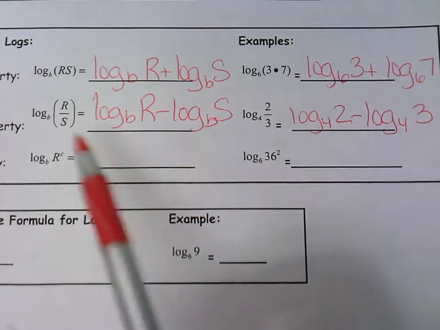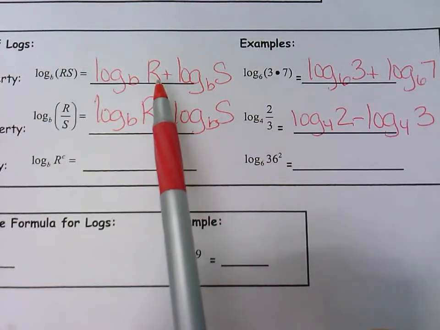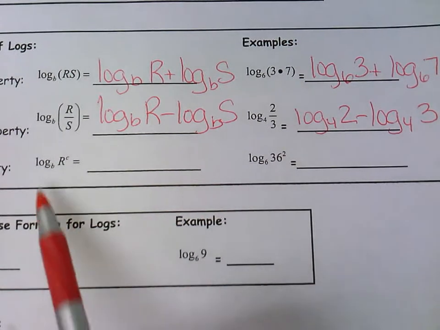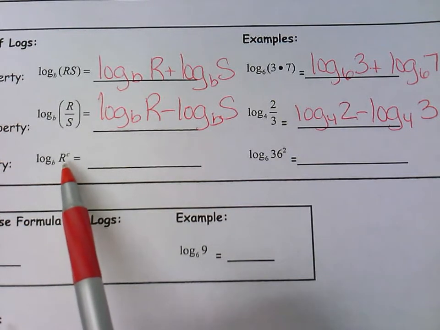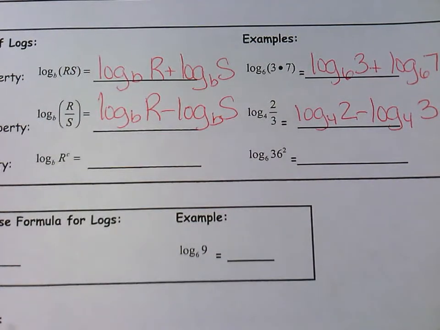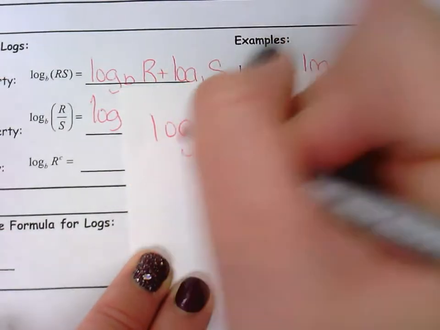So division leads to subtraction and multiplication leads to addition. So those are two log properties that you're going to need to know to simplify log expressions. This last one is called the power property, and it comes directly from the product property. I'm just going to show you this before I write the rule down.